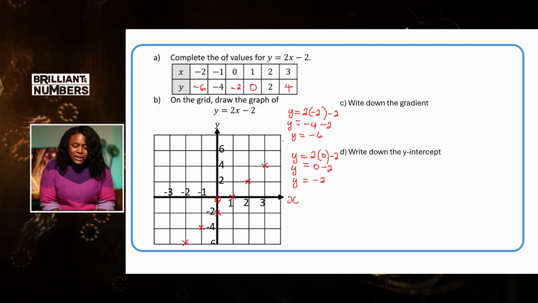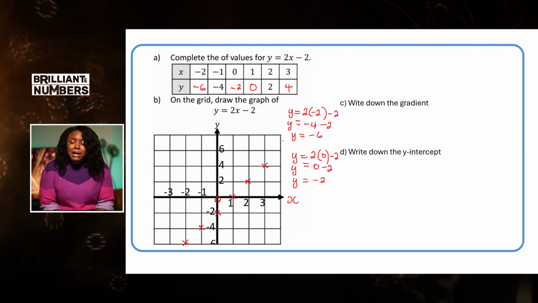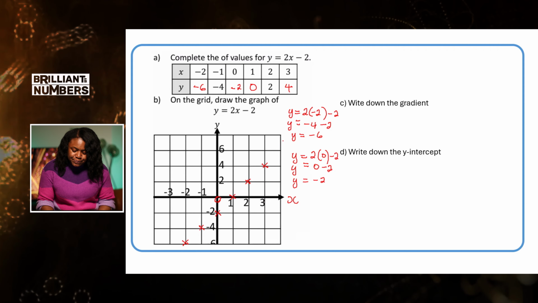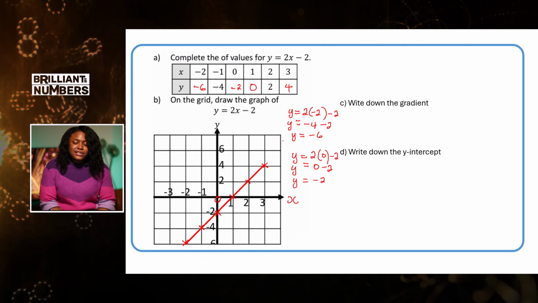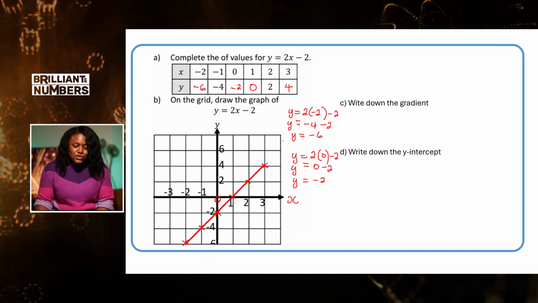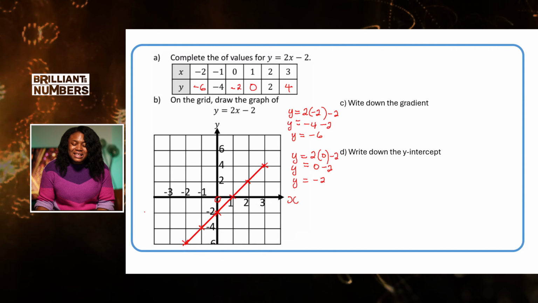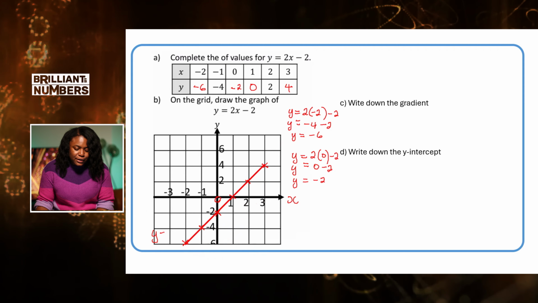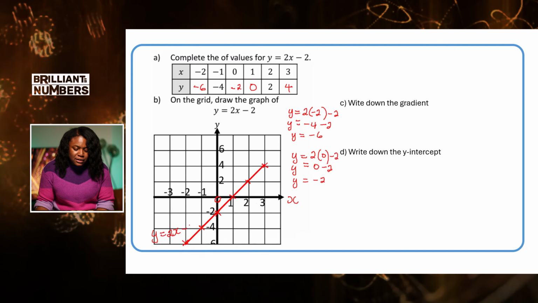Once I've finished doing that, I just need to simply take my ruler, connect the points, and use my pencil to draw that line. I've pre-drawn the line in, so that's what it should look like. Also, a good practice is to put the name of the graph on the graph as well. So y equals 2x minus 2.